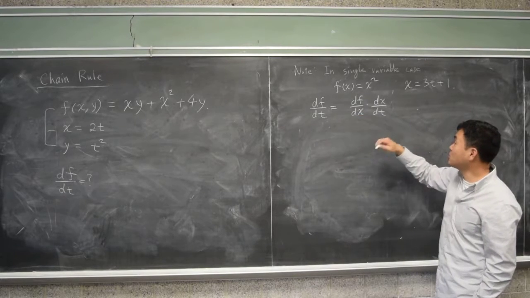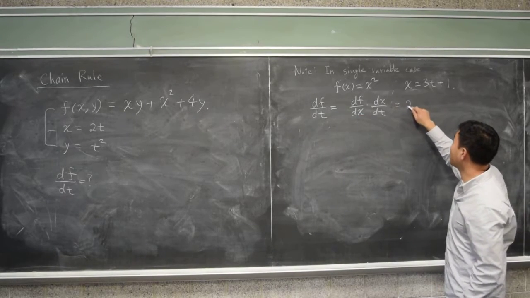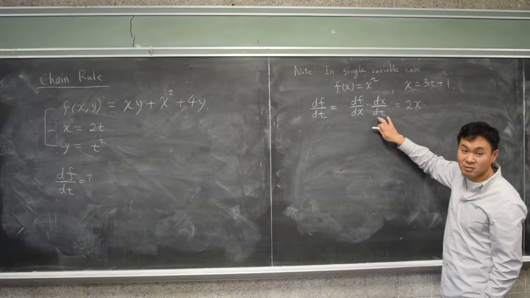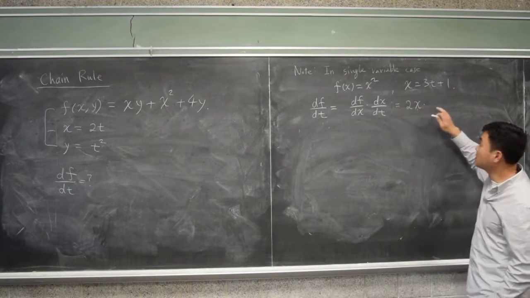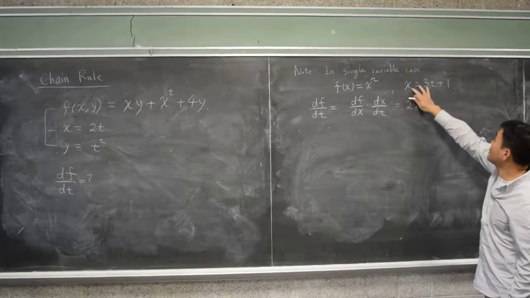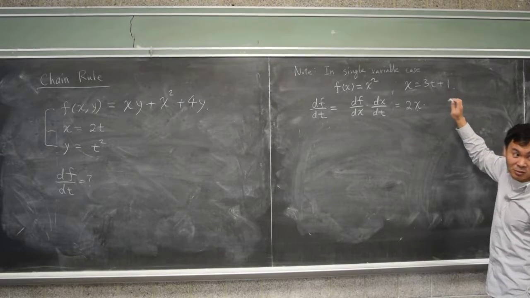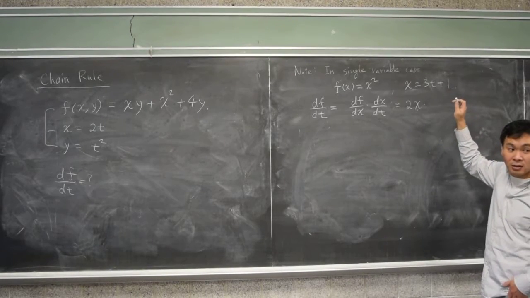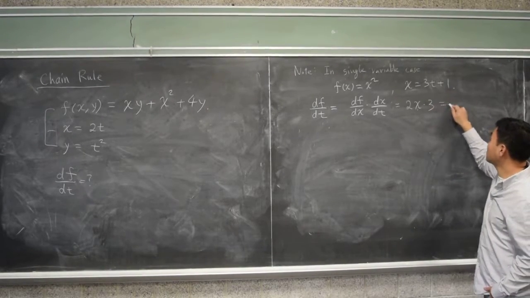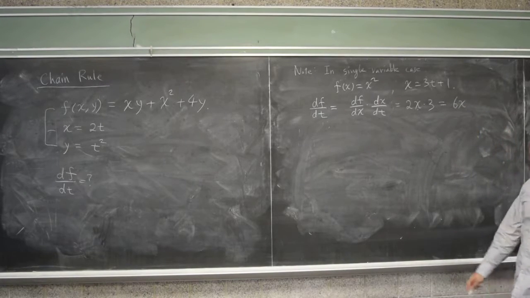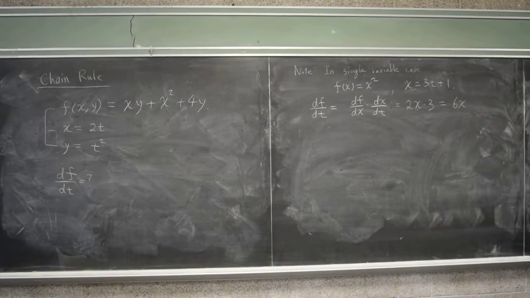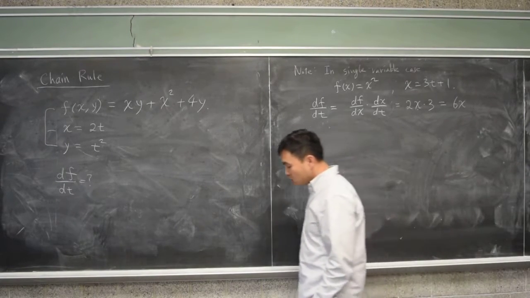And you know how to do df over dx, which is just 2x. And then dx over dt is what? If you differentiate x by t, what do you get? 3. So you got 6x. So that's how you did the chain rule in the Leibniz way.